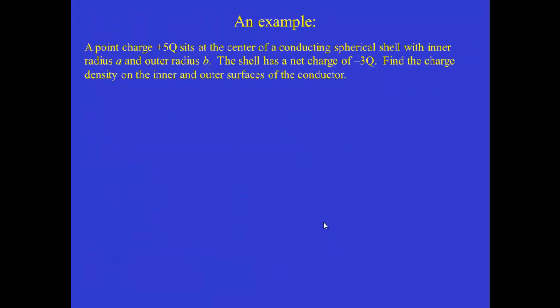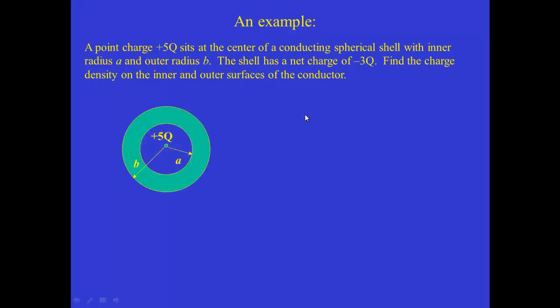Here's an example. A point charge plus 5q sits at the center of a conducting spherical shell. So that shell is a spherical object that has a cavity on the inside. And that shell has an inner radius a and an outer radius b. The shell has a net charge of negative 3q. Find the charge density on the inner and outer surfaces of the conductor. You have a homework problem very similar to this.